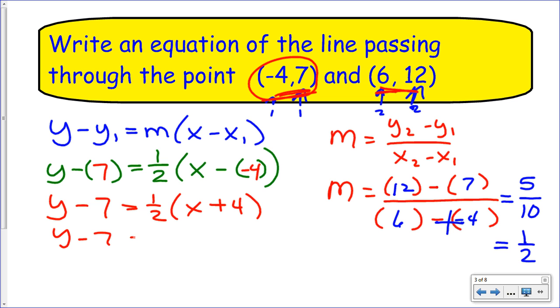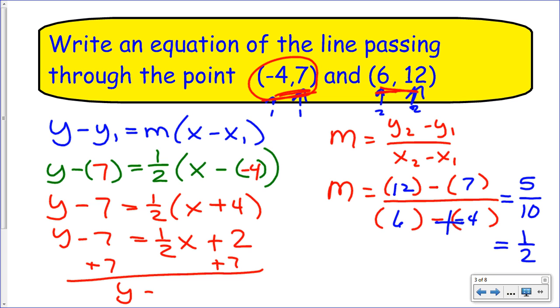So y minus 7 equals 1/2 x, and then half of 4 is 2. I'm going to add 7 to both sides. Y equals 1/2 x plus 9. And that is my equation. And if you want to, go ahead and pause the video and put 6 and 12 in there and test it out. You're going to end up with that exact same equation.